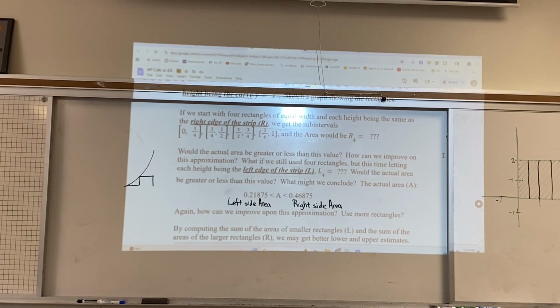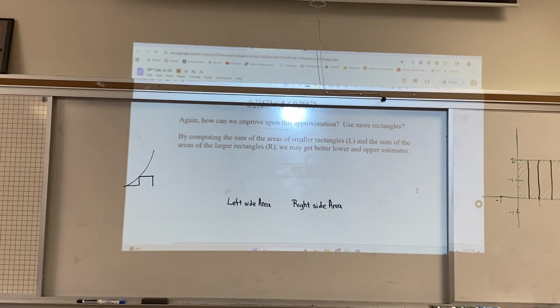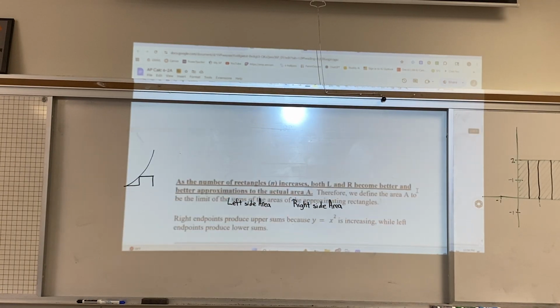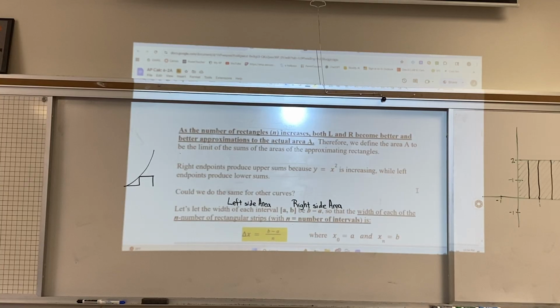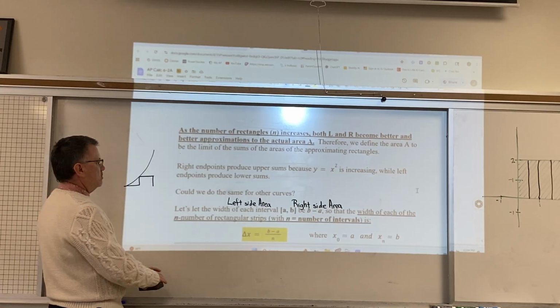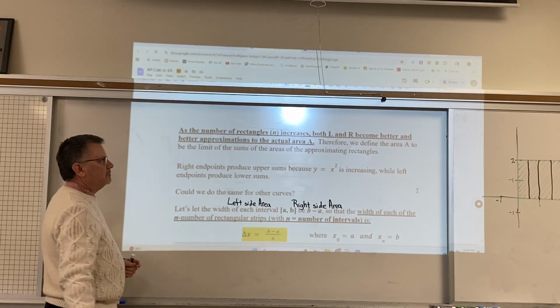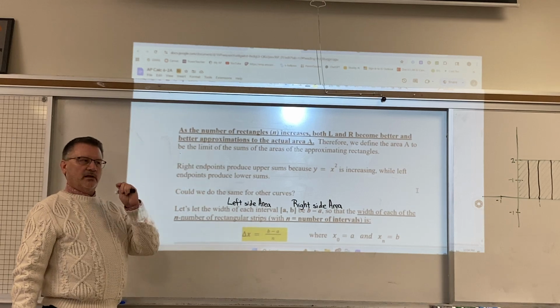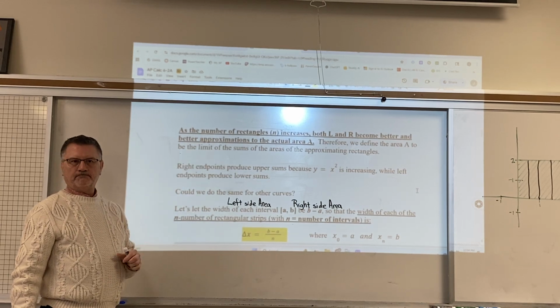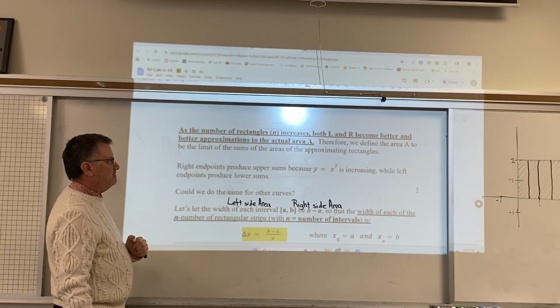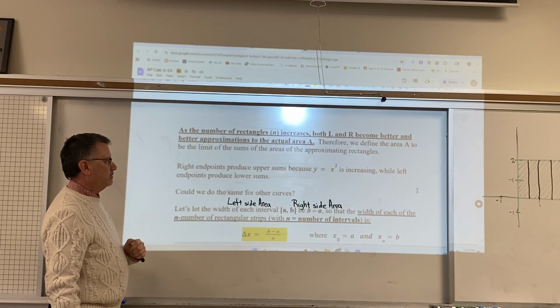Now, it's not always going to be that the left side is an underestimate and the right side's an overestimate. It depends on what the graph is doing, whether it's concave up or concave down, as to whether your rectangles are above it or below it. But anyway, as the number of rectangles increases, both L and R become better and better approximations to what the actual area is. So ideally, we'd love a lot of rectangles. That would give me the very best estimate. Okay?